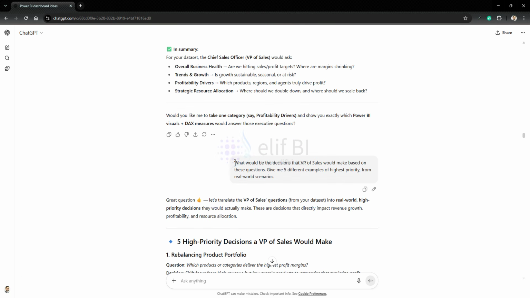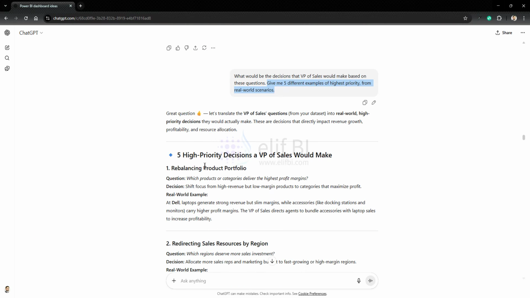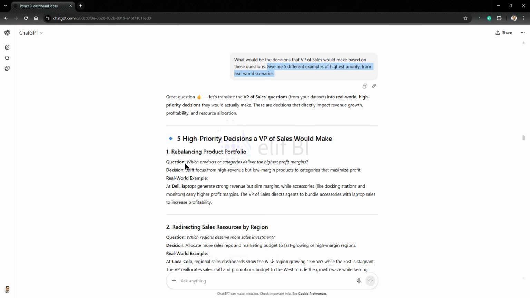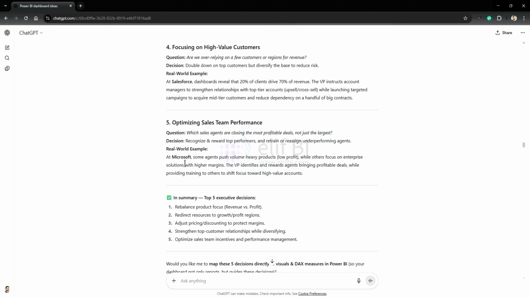The last prompt of this step is, what would be the decisions that VP of sales would make? So now I know that executive position in sales could be like the vice president of sales. So I'm asking, what would be the decisions that VP of sales would make based on these questions? Give me 5 different examples of highest priority from real world scenarios. Now I'm trying to understand what are the kinds of decisions that they would make, so I can get even more information about what kind of actionable insights I can put on the dashboard.